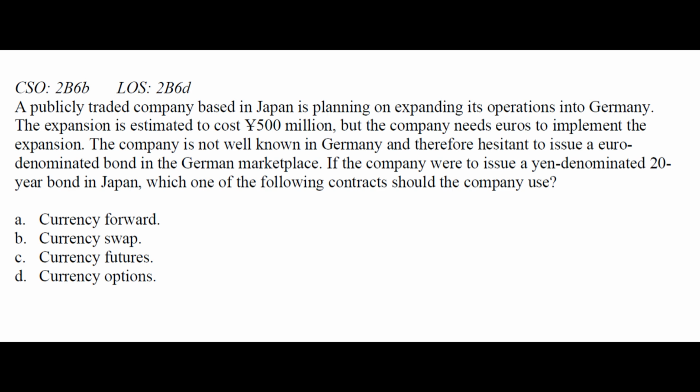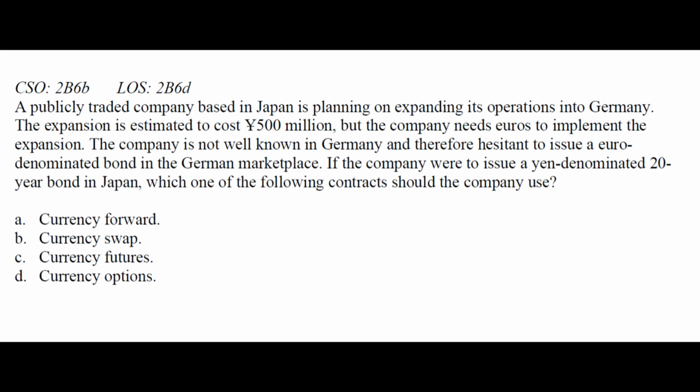Students should distinguish between forwards and futures, which are generally used for short-term currency transactions, options, which provide the right but not the obligation to exchange currencies and are commonly used for hedging uncertain exposures, and currency swaps, which exchange principal and interest payments in different currencies over many years, making them ideal for long-term foreign financing. Because the bond has a 20-year maturity, a currency swap best matches the long-term nature of the financing requirement.